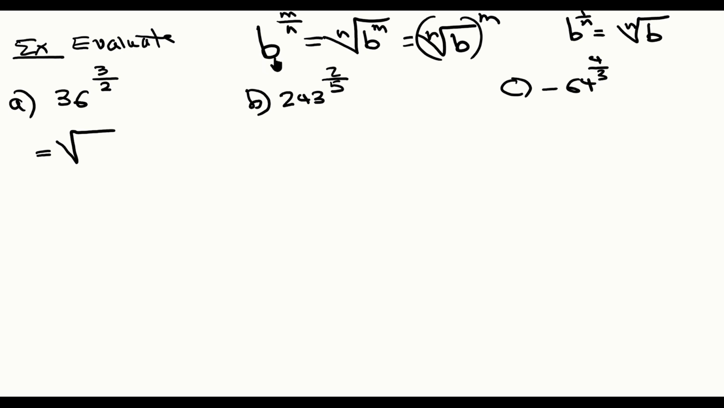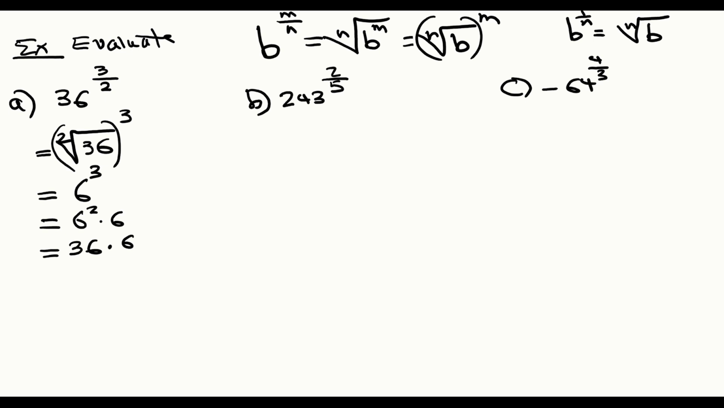So converting from this direction to the right, so from left to right, we get the square root of 36, and then once we know what that answer is, we're going to raise it to the power of the m in this situation, which is going to be 3. So we get 6 to the power of 3, which is basically 6 squared times 6, or 36 times 6.